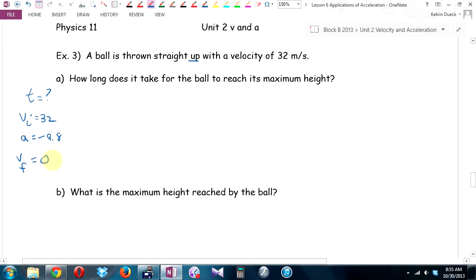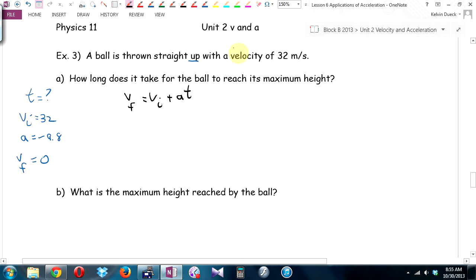I'm looking for an equation that has T, V initial, A, and V final in it. There is one. Oh, and it can't have a D, because I don't know what D is. Although in part B, I'm going to be finding D, I think. VF equals VI plus AT. Alex, what am I trying to get by itself, my friend?